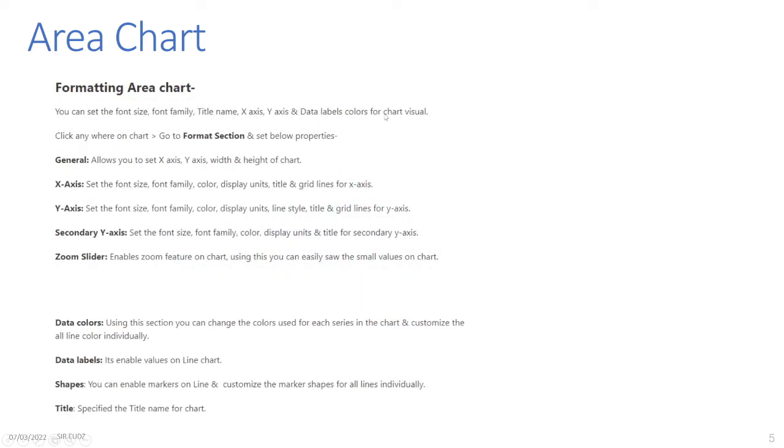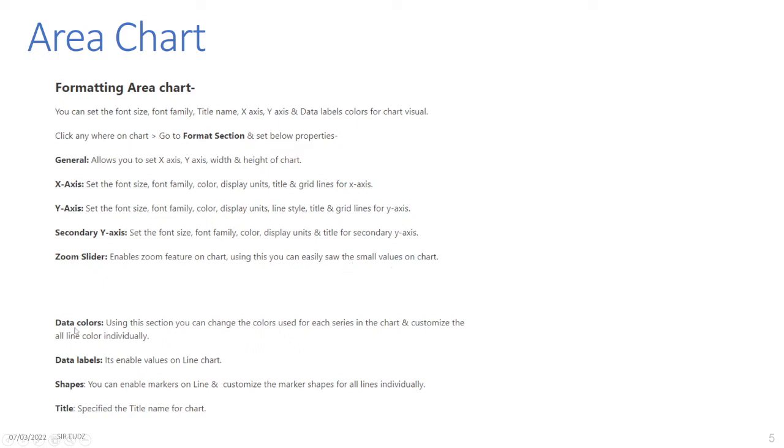To format an area chart is very similar. We have the general x-axis, y-axis, and secondary y-axis, since we can have a secondary y-axis for an area chart. Again, we can set the font family, color, display units, and title for the secondary y-axis. Then we have the zoom slider, which enables the zoom feature on the chart. Using this, you can easily see the small values on the chart.